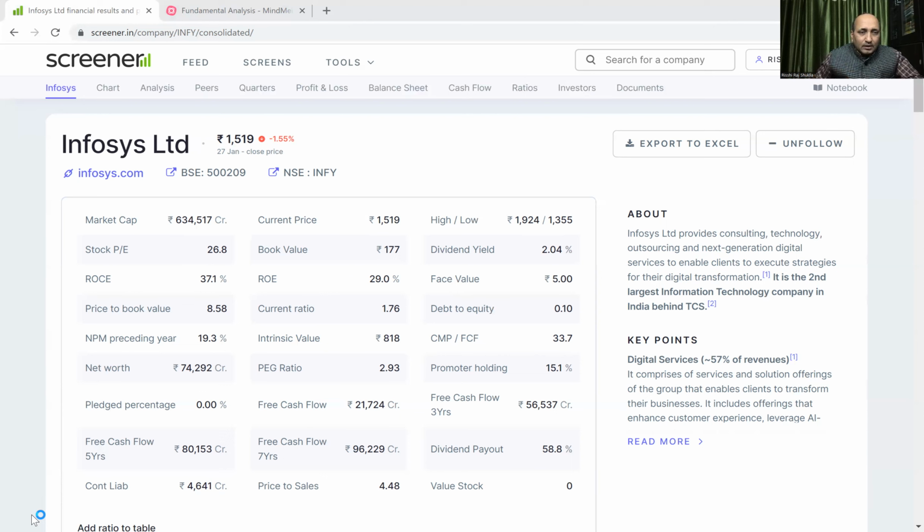So we can see here interest coverage ratio, wonderful. Debt to equity ratio, not just less than one, even 0.1, very less, almost zero. And third thing, debt to asset, we can also find here almost negligible.